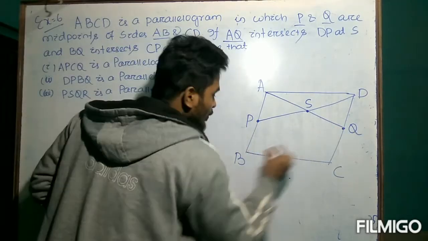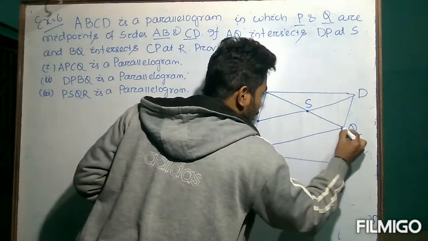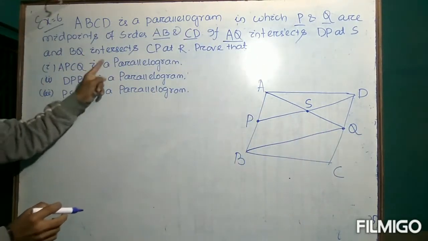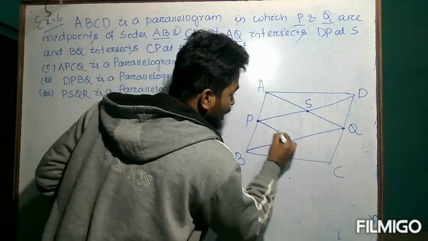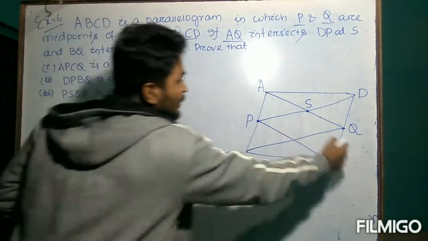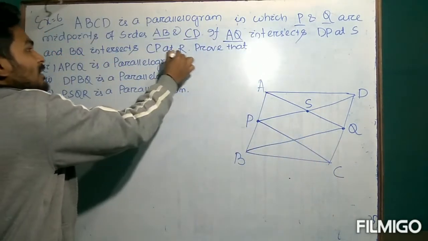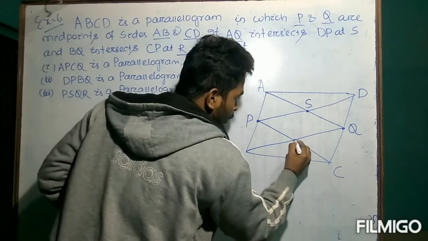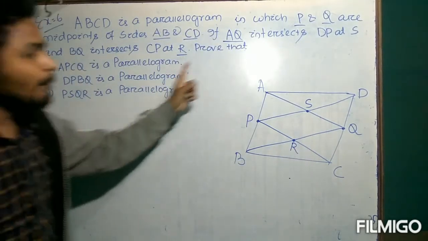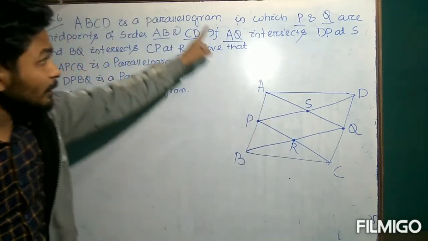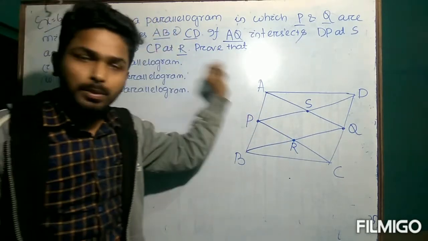And BQ, this is BQ, so let's join BQ. It intersects CP. Let's say this is CP. So BQ intersects CP at another point R. Suppose the name of the point is R. So this is the complete diagram. We got it from the data that has been given in this question.